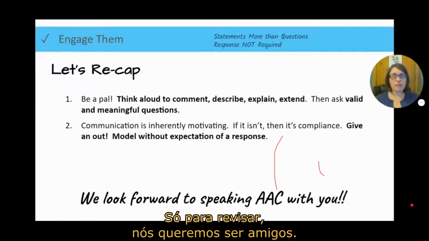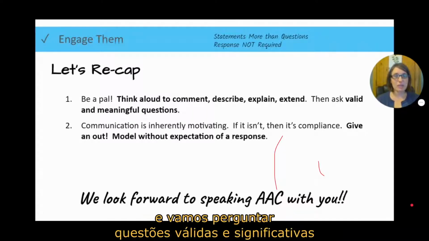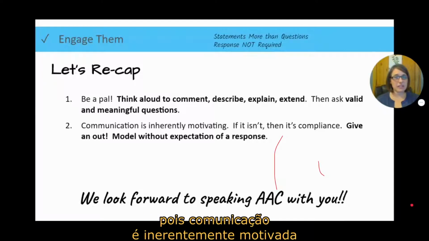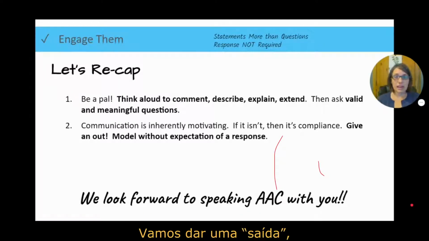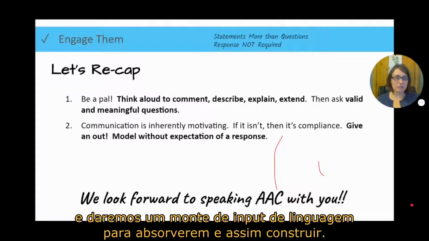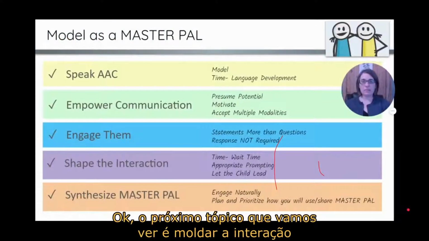So just to recap, we want to be a pal: think aloud, comment, describe, explain and extend. And then we're going to ask valid and meaningful questions to provide an opportunity for responding, but not require it, because communication is inherently motivating, and if it isn't, then it's compliance. So we want to give an out. We're going to model without expectation of a response, but give lots of language input around that, so we are building those skills. All right, the next topic we are going to look at is shape the interaction.